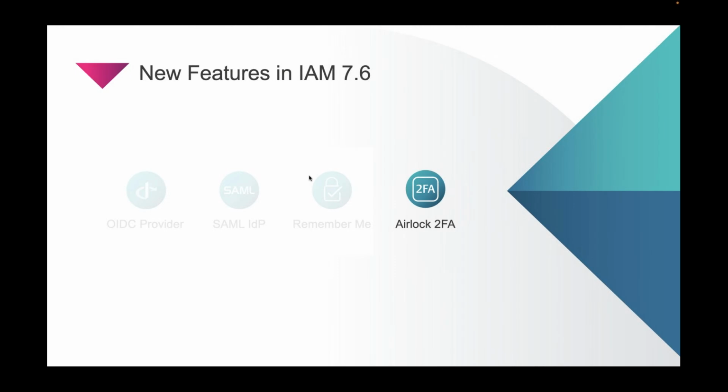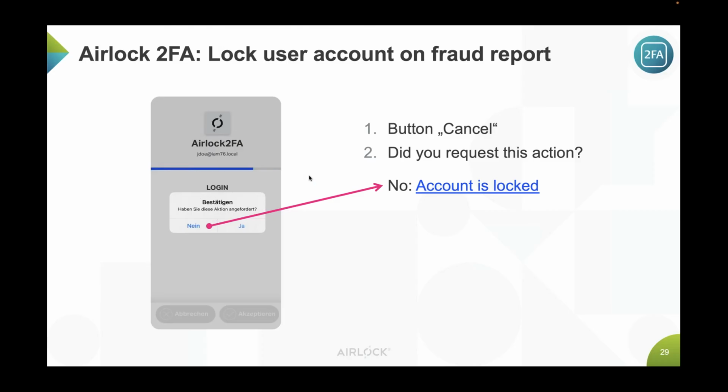Thanks, Marc. Airlock 2FA is, well, our favorite authentication second factor, and we're always improving it. And this time in IAM 7.6, there are two things that I would like to talk about. The first one is about fraud. Maybe you've noticed when using the Airlock 2FA app, for an authentication or for transaction approval, that it first asks you whether you want to approve this action. And you can either say approve, yes, I want to, or you can hit the cancel button to decline it.